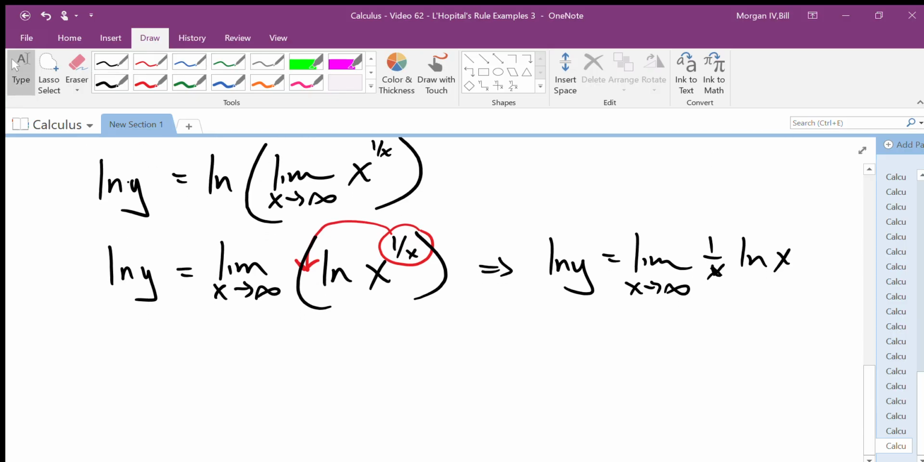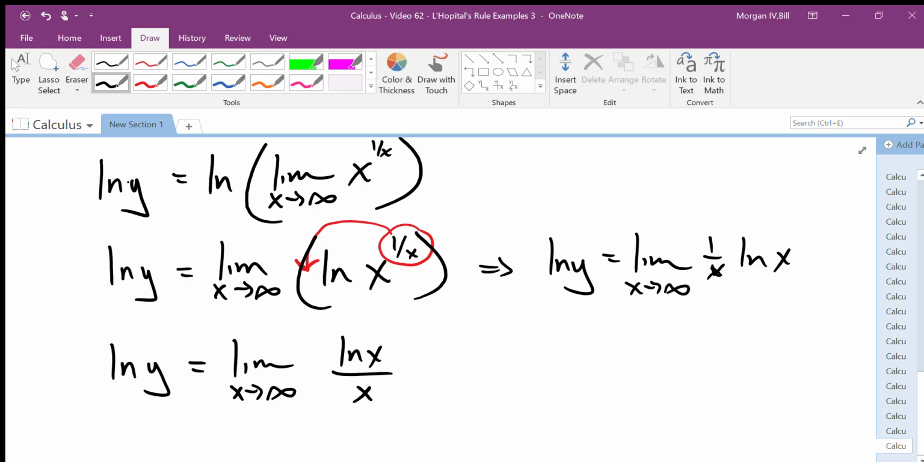However, I could rewrite this. Instead of saying 1 over x times the natural log of x, I get this. Notice I'm writing the natural log of y every time here. The natural log of y is equal to the limit, as x goes to infinity, of the natural log of x over x. Right? 1 over x times the natural log of x, that's the same thing as natural log of x over x. Now what happens when you plug in x goes to infinity? You get the natural log of infinity, which is infinity, and then x goes to infinity, that's infinity. Now we can use L'Hopital's rule.